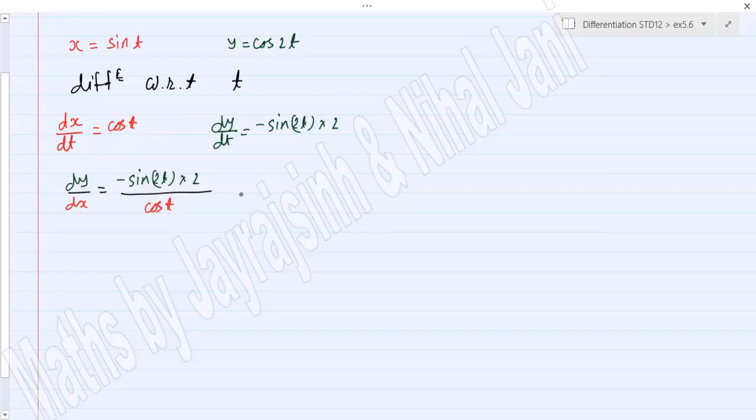You can accept this as your final answer, but if you want to simplify further, we can rewrite sin 2t as 2 sin t cos t, into 2, upon cos t, which will be as it is. Now this cos t will cancel out and we will get dy by dx is equal to minus 4 sin t as your final answer. Ta-da!